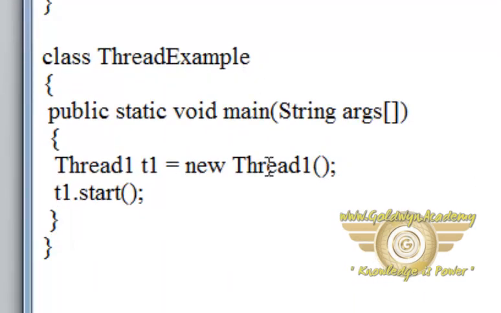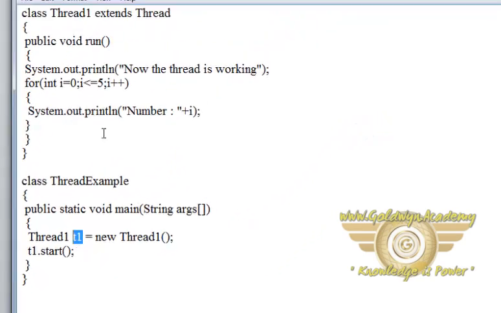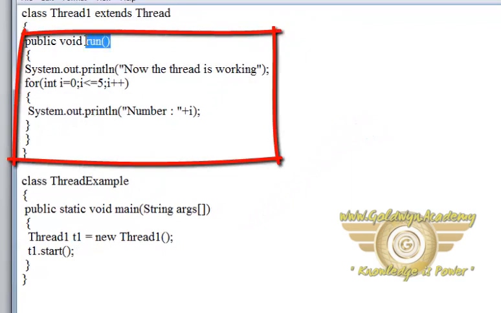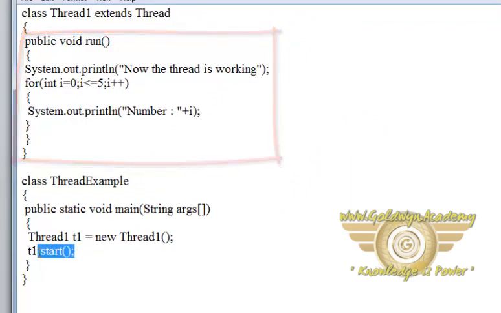This is our main class. Here T1 is the object of the Thread1 class, which is the thread. Now to call the run method of the thread class, we have to use the start method. T1.start is used to call the run method of the thread class. Now our thread is executing.